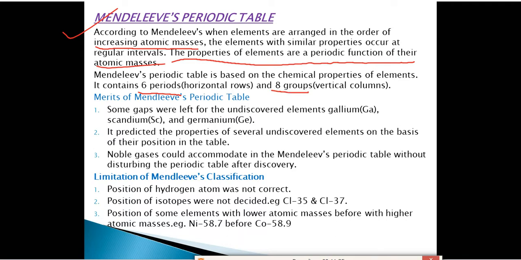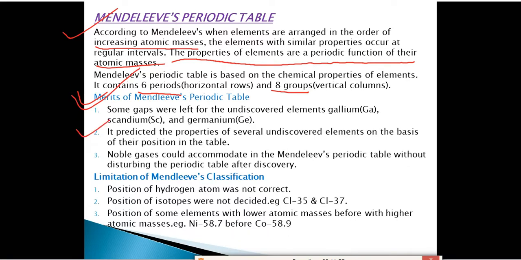Merits of Mendeleev's periodic table. Now, this Mendeleev's periodic table has some merits and some demerits also. So let us read about the merits first. Some gaps were left for the undiscovered elements like gallium, scandium, and germanium. When he prepared Mendeleev's periodic table, he left some spaces for the undiscovered elements like gallium, scandium, and germanium.